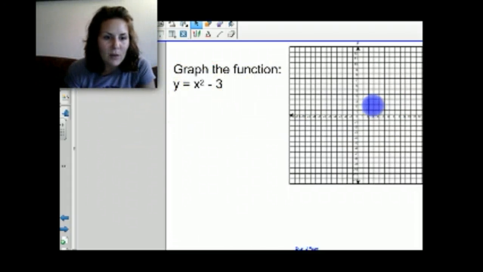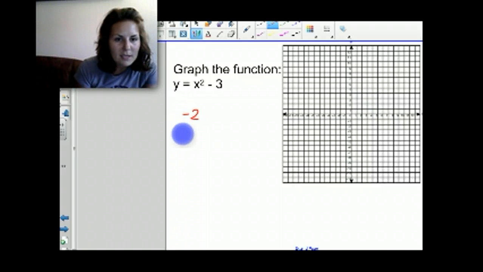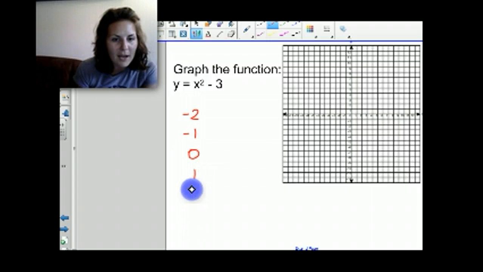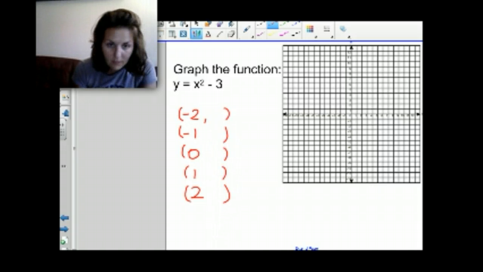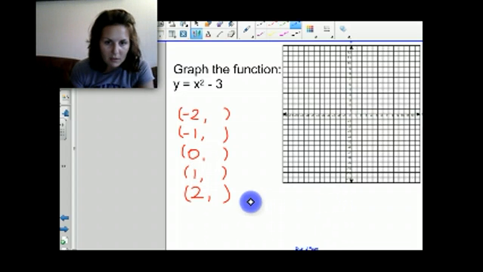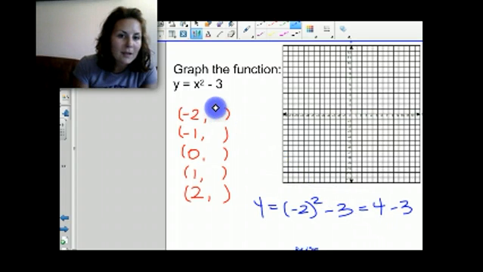This function, x squared minus 3, -2, -1, 0, 1, and 2. If you don't want to make the whole table, don't make the whole table. Jump right into ordered pairs. Close, close, close. Oh, and my commas. Alright, when I plug in a -2, watch this closely. Y equals -2 squared minus 3. -2 squared. -2 times -2 is +4 minus 3 gives me 1.